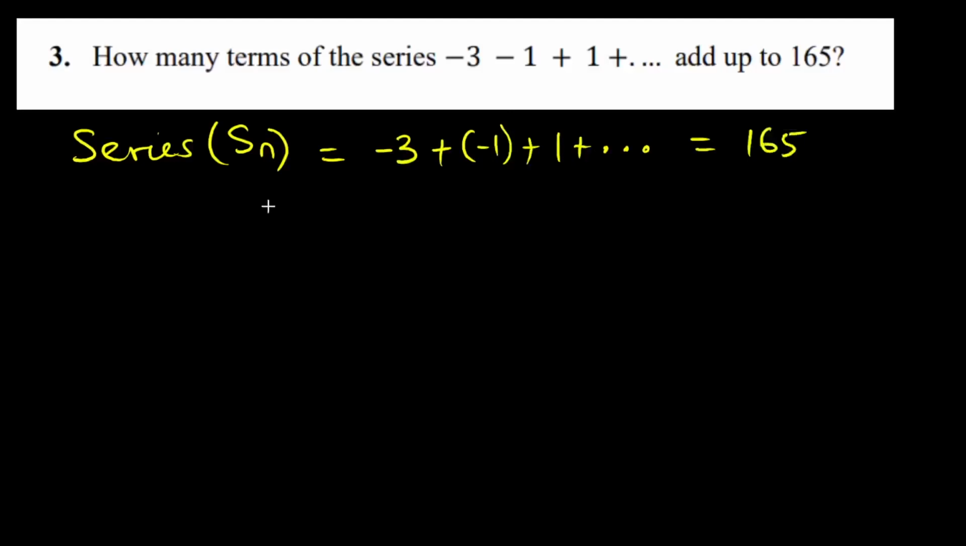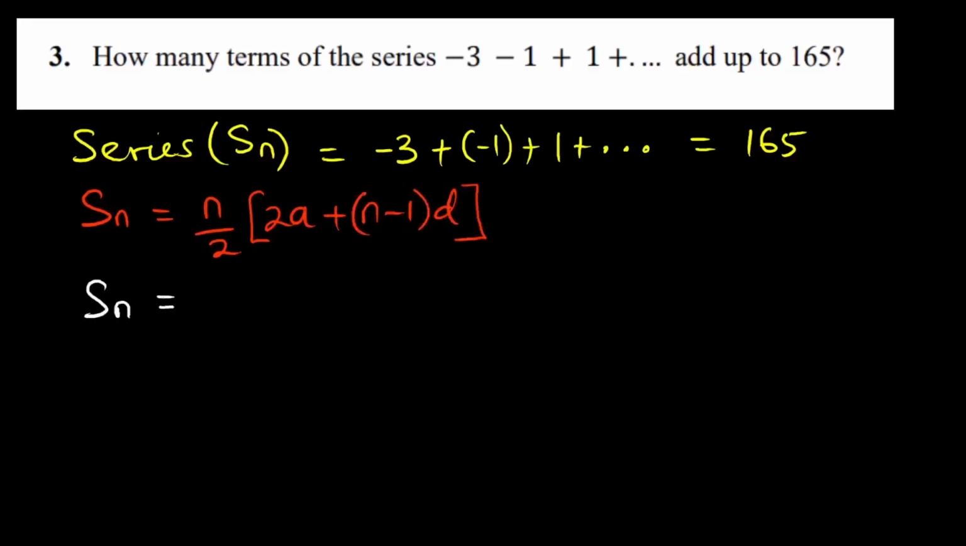Now the formula for the sum of an AP series is given as Sn is equal to n over 2 into 2a plus n minus 1 d, where Sn is what it sums up to, which is 165. A is the first term, which is minus 3. D is the common difference.